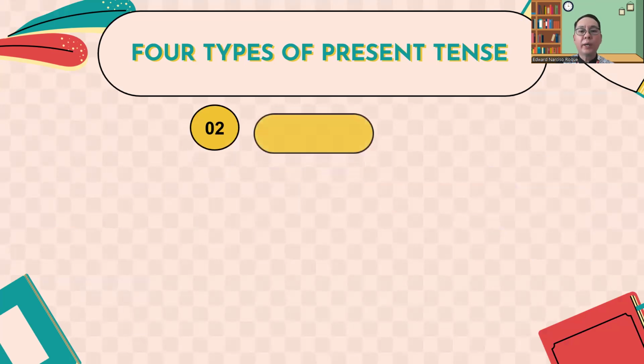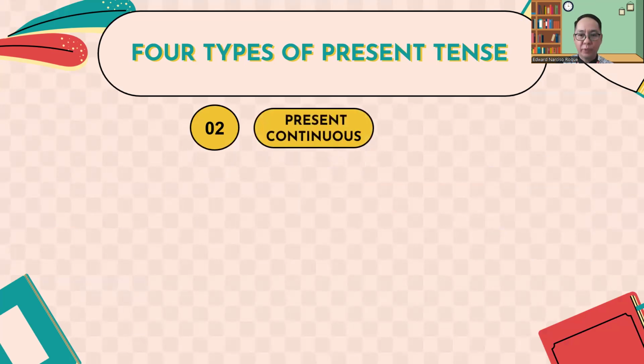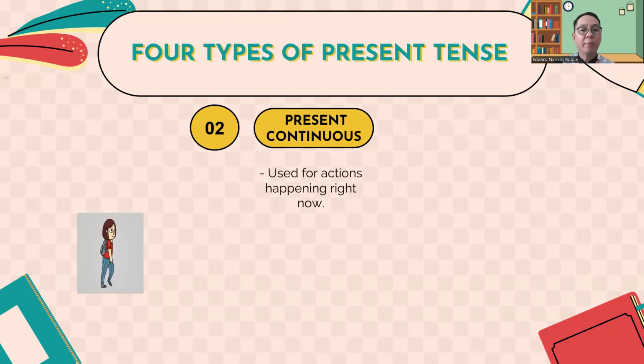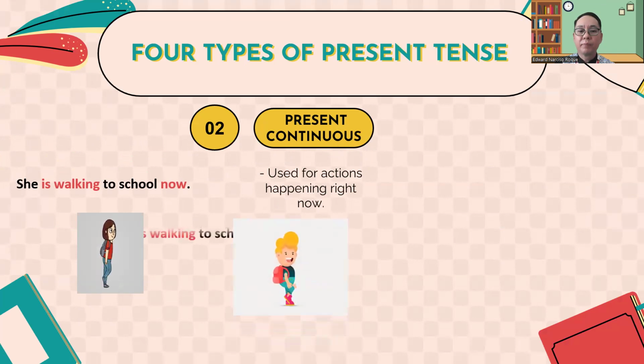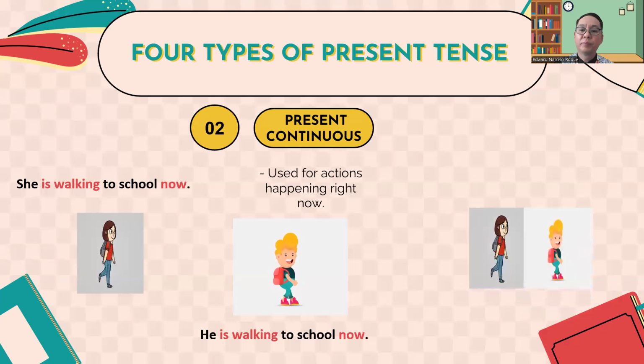The second one is the present continuous. The present continuous is used for actions that are happening right now at a very moment. For example, she is walking to school now. He is walking to school now. They are walking to school now.